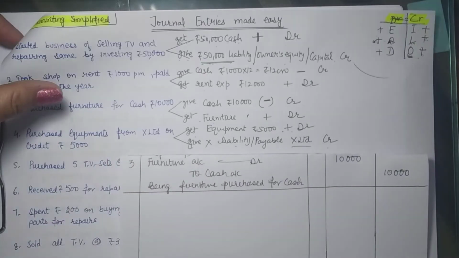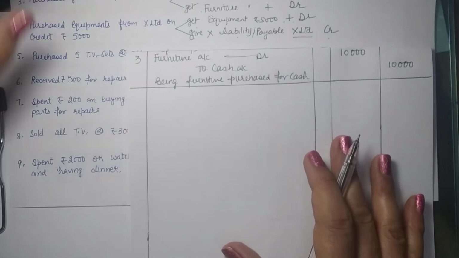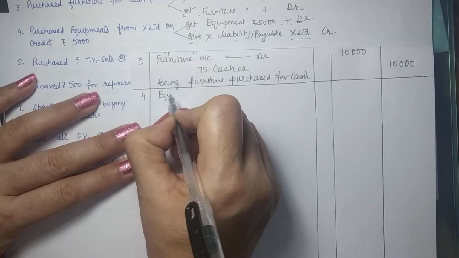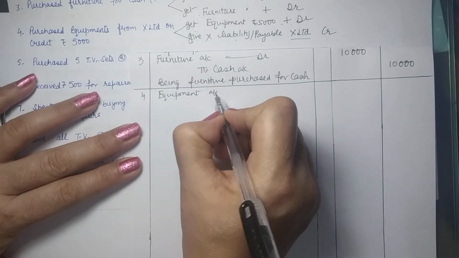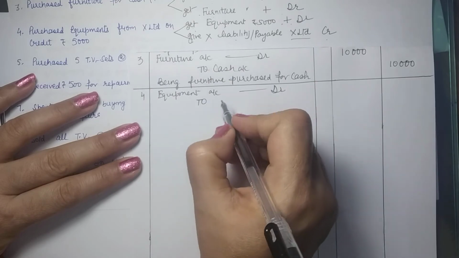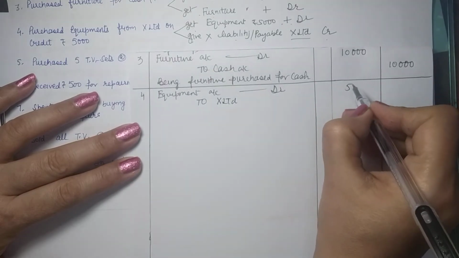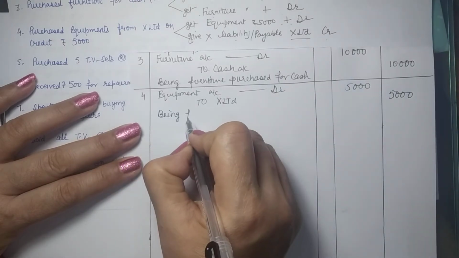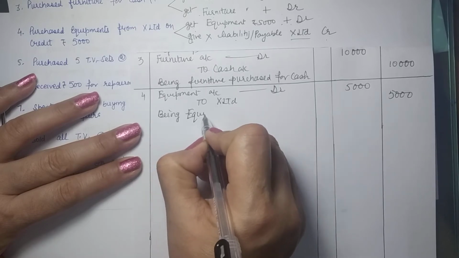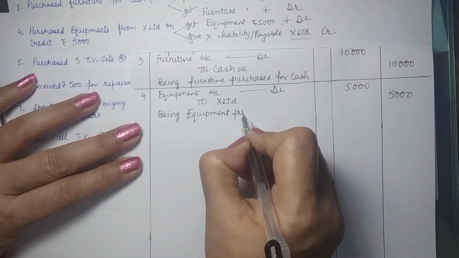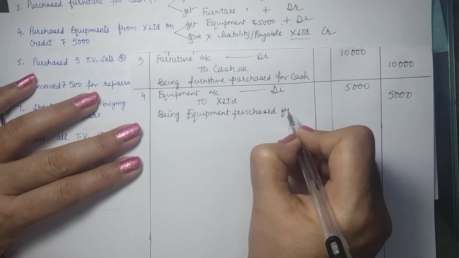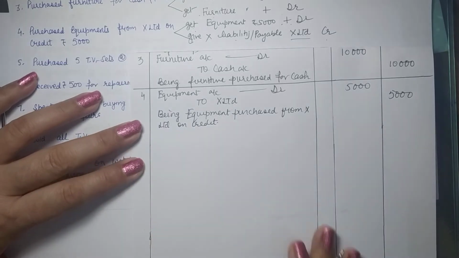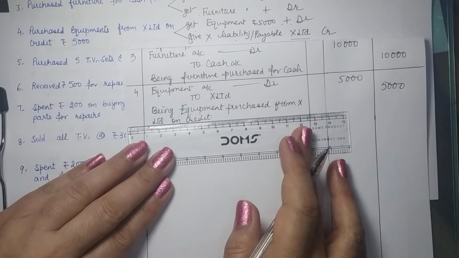So for passing the entry, how do we record it? We first record the debits. So we record equipments account debit to X Limited. And why are we recording it? Because we purchased furniture, equipments. So, being equipments purchased from X Limited on credit. So this is what you have got in the entry.